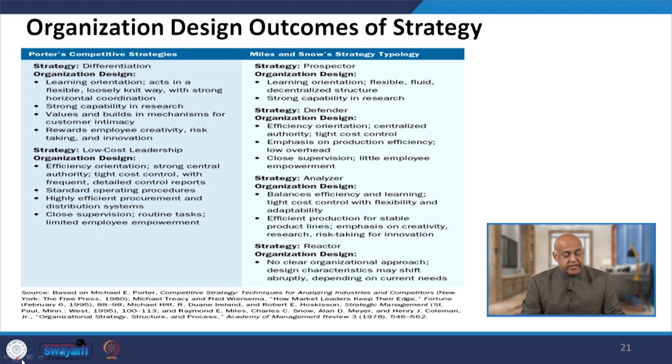So, what will be the outcome? An organization design with a learning orientation acts in a flexible and loosely knit way with strong horizontal coordination. Strong capability in research is required, values build customer intimacy, and it rewards employee creativity, risk taking, and innovation. The organization design with an efficiency orientation has strong central authority, standard operating procedures, and highly efficient procurement and distribution systems. When Miles and Snow's strategist typologies are applied, the prospector organization design has a learning orientation: a flexible, fluid, decentralized structure and strong capability in research.